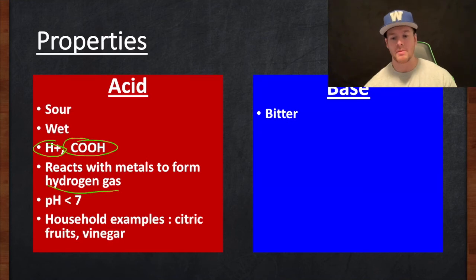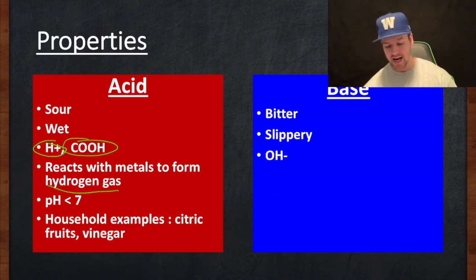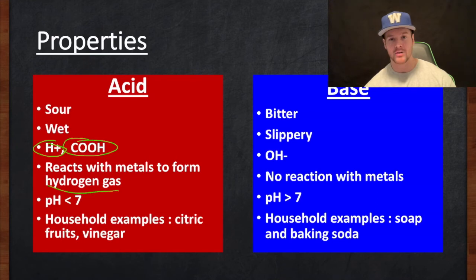Bases are pretty much the opposite of acids. They are bitter, they are slippery, they're often used in lots of cleaners. It has an OH minus, which is its characteristic group. It has no reaction with metals. Its pH is greater than 7, and some household examples are soap, like I mentioned, slippery, and baking soda.